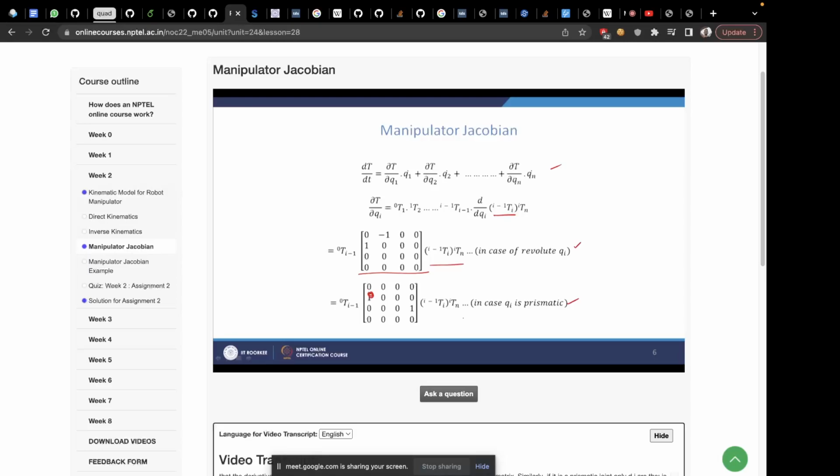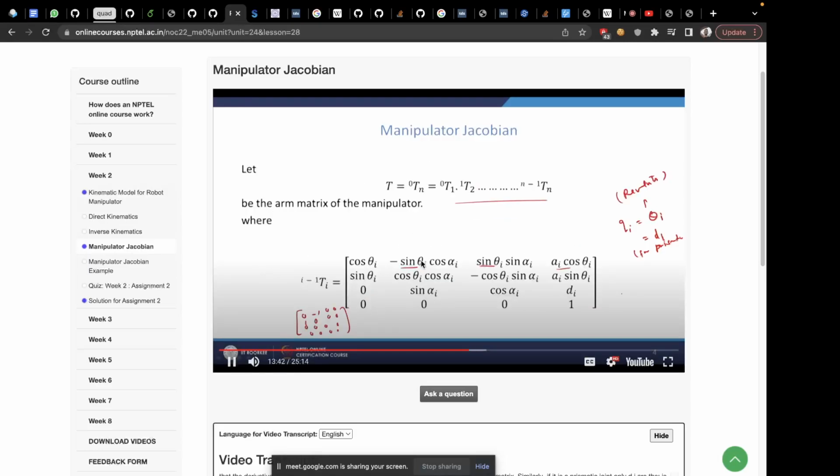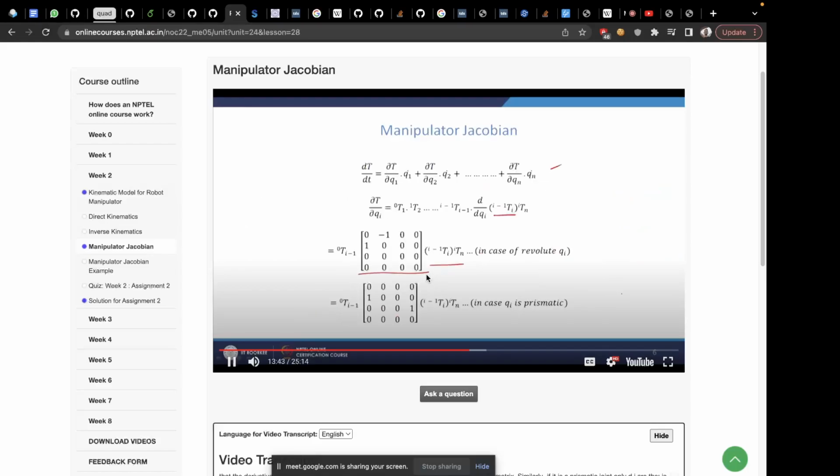So we substitute in the derivative with respect to di. Here it is 0, so the derivative of only the d matrix, a simple matrix, multiplied by... So we can see that the derivative of the i minus 1 Ti is given by this matrix multiplied by the same i minus 1 Ti matrix.